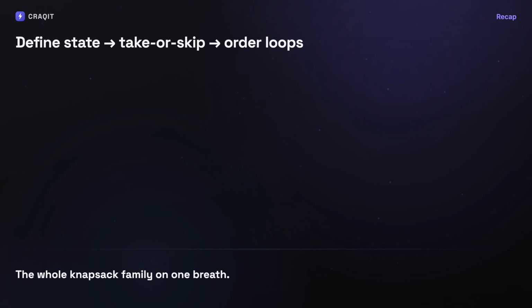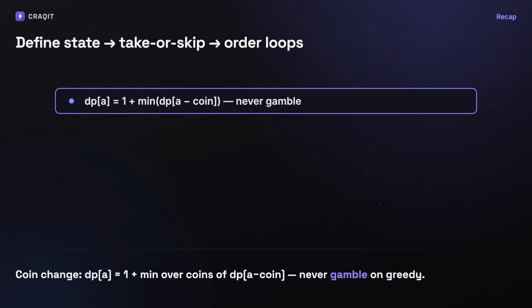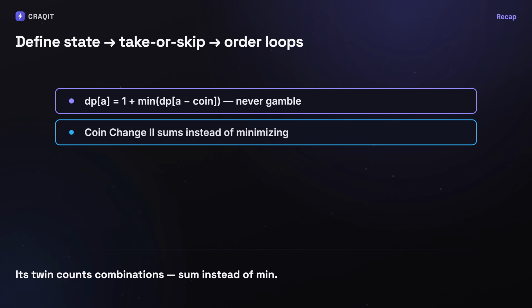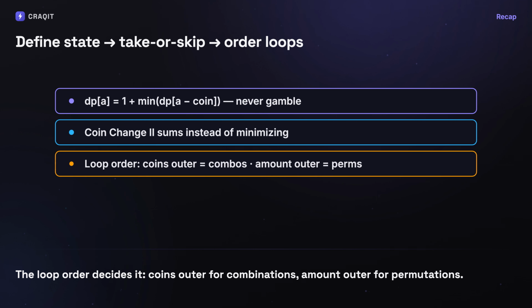Let's bring it home. Coin change asks for the fewest coins to hit an amount, and greedy fails because the coins are arbitrary. So dp of A equals 1 plus the minimum over the coins of dp of A minus coin. Never gamble, consider every option. Its twin, coin change 2, counts combinations by summing instead of minimizing. And the loop order decides everything. Coins on the outside for combinations, amount on the outside for permutations.